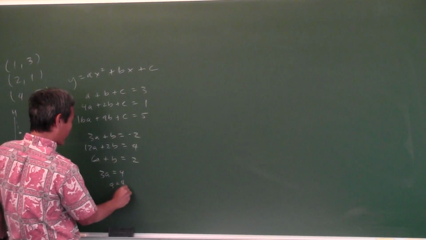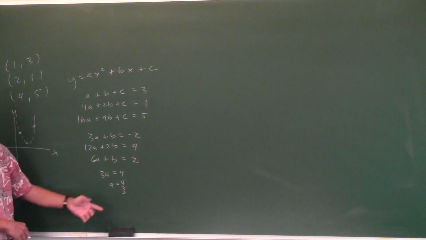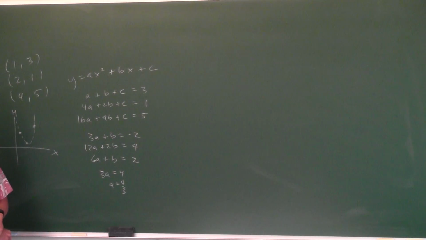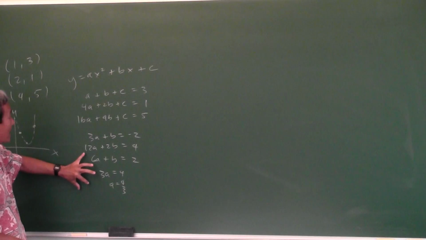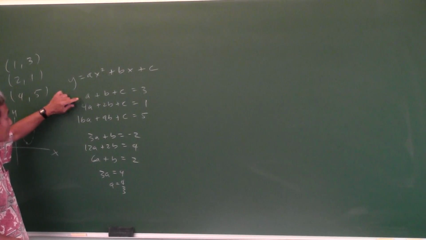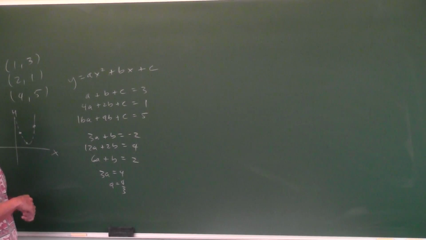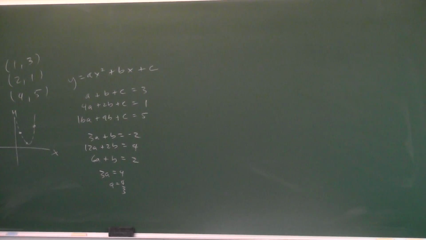Therefore a equals 4/3. Now normally I don't make my answers come out ugly like that. I'll make it come out to integers, but I just made up these numbers. And then once you get a, plug it back into one of these to get b. Once you got a and b, plug it back into one of these to get c. But you have to be able to solve 3 equations, 3 variables in this class quickly.